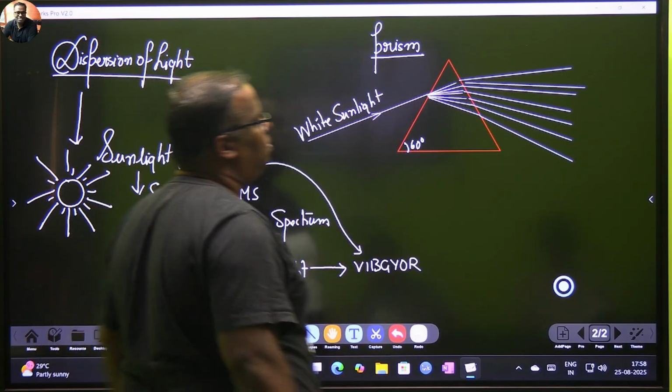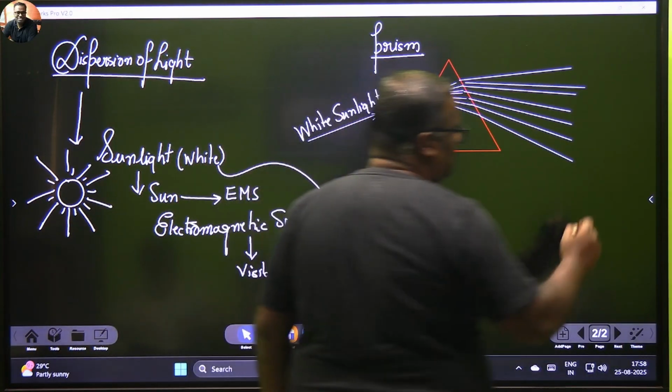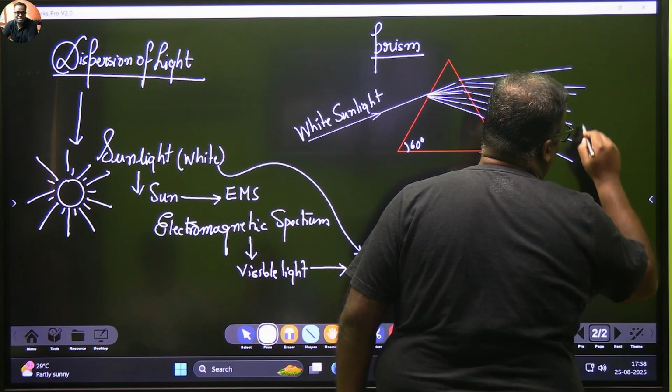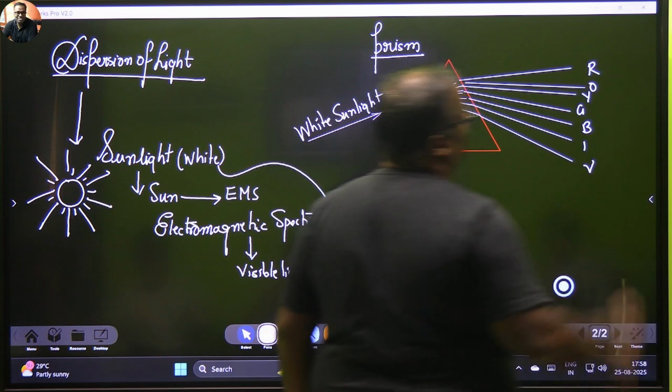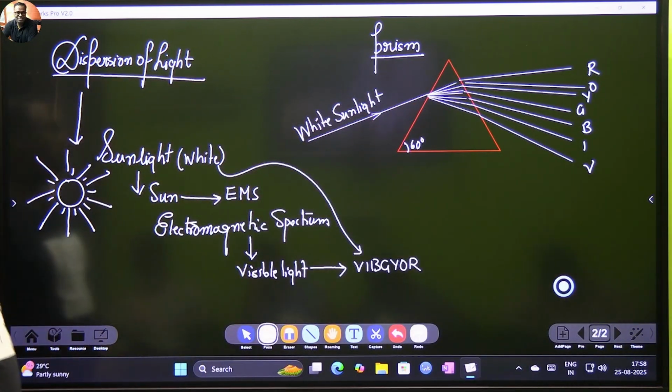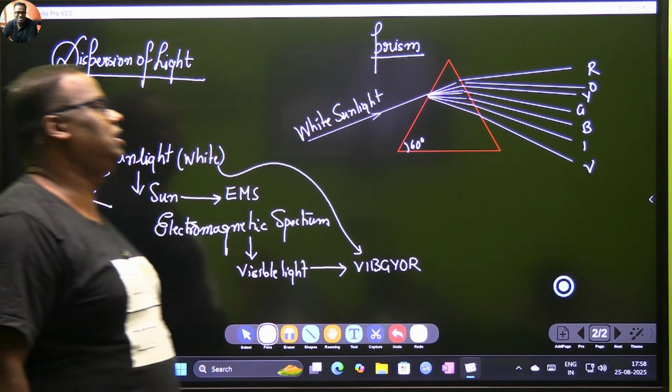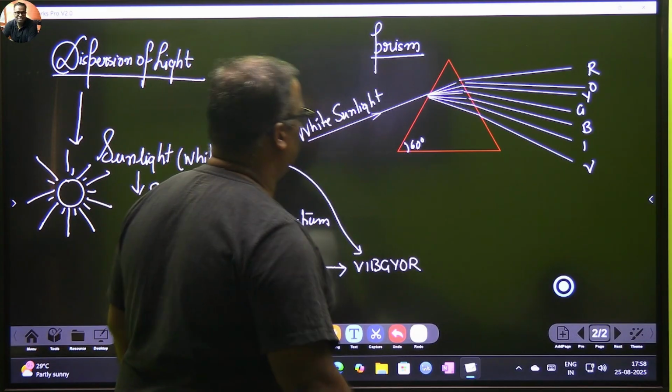And this is a prism. The prism splits it into 7 colors. On this side you will write VIBGYOR from the bottom. This is how it is. Red is at the top. Red undergoes the minimum deviation and violet undergoes the maximum deviation.